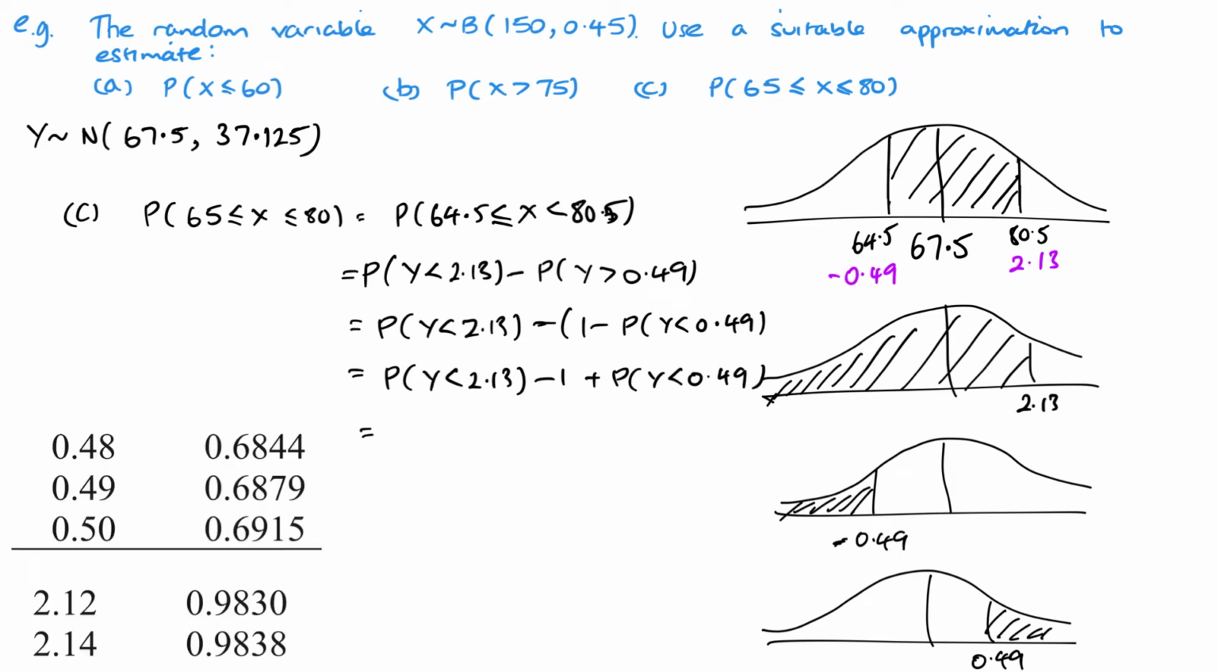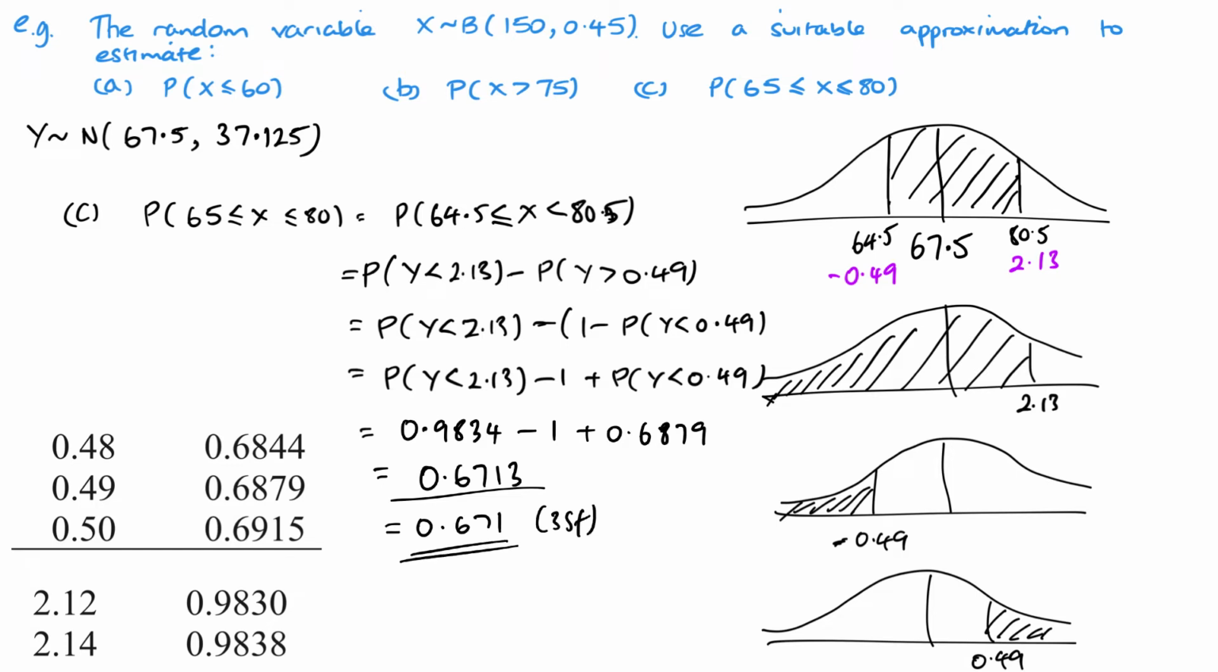So here you can see that we've got a 2.12 and then a 2.14. So 2.13 is going to be in between these two values. So we can put it as 0.9834 minus 1 plus 0.6879, and all that's left then is my calculator, and that leaves me 0.6713, or 0.671 to 3 significant figures.